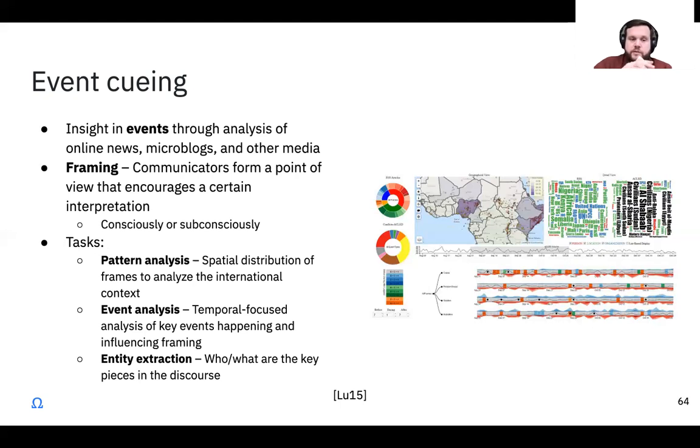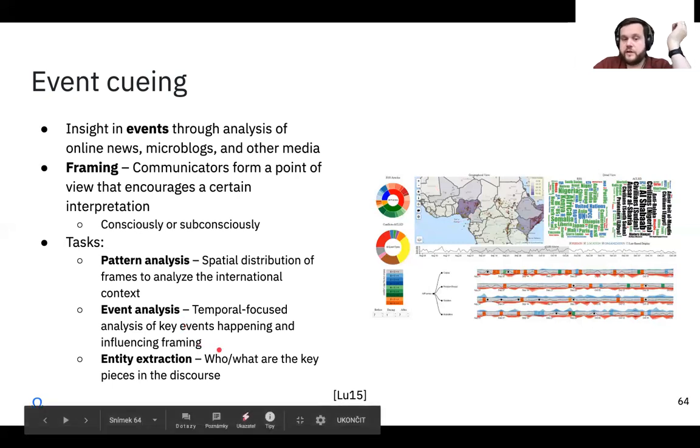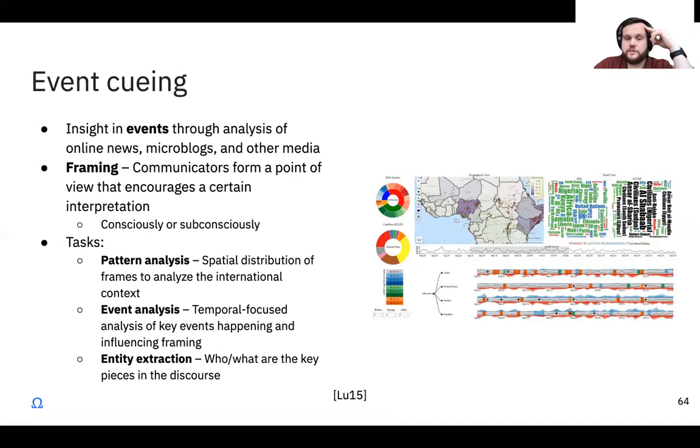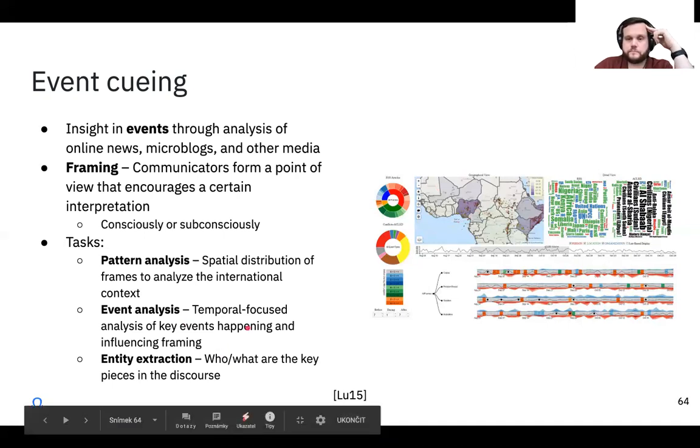So we need to employ pattern analysis to determine the spatial distribution of frames to analyze the international context. The pattern analysis here is basically various frames and news pieces coming in from various parts of the world. Then we have event analysis, the temporal focused analysis. We want to analyze the key events that happened in time and how they influenced the framing of the event. And of course, entity extraction. So we want to identify the key actors and pieces in the discourse, who and what these are.